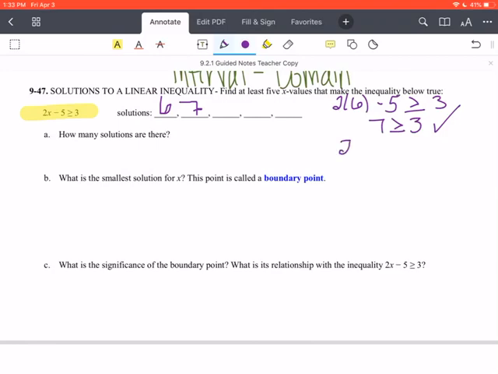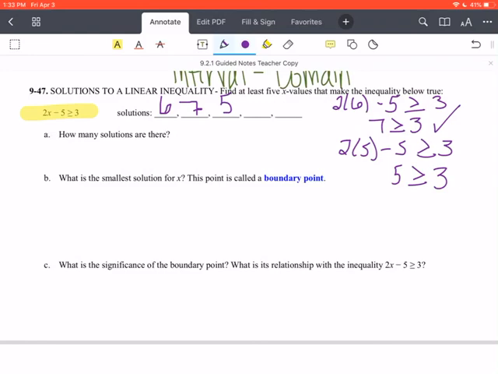Well, if I have 2 times 5 minus 5, is that greater than or equal to 3? Well, 10 minus 5 is 5. Sorry, I am just having all sorts of brain freezes today. Is 5 greater than or equal to 3? You're probably screaming at me through your computer. Okay, so 5 would work.